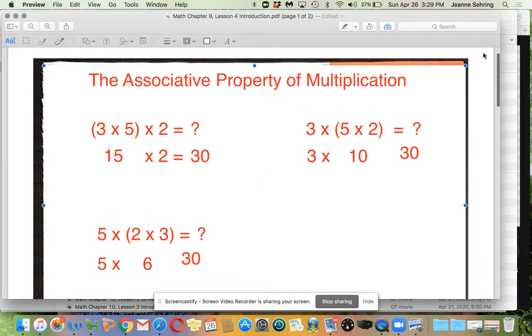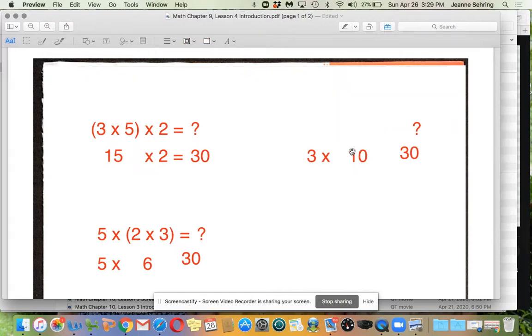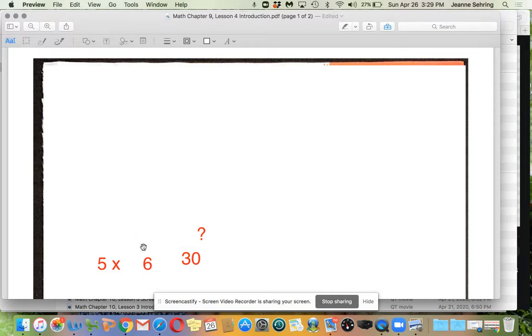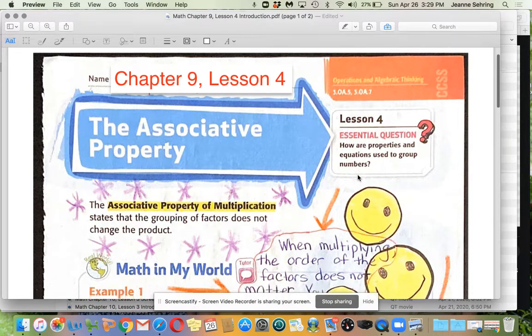All right, so let's get rid of this real quick, and then we can look at the pages. You guys need to open up your workbooks to Chapter 9, Lesson 4, and then we're going to answer that really quickly. All right, so here we go.